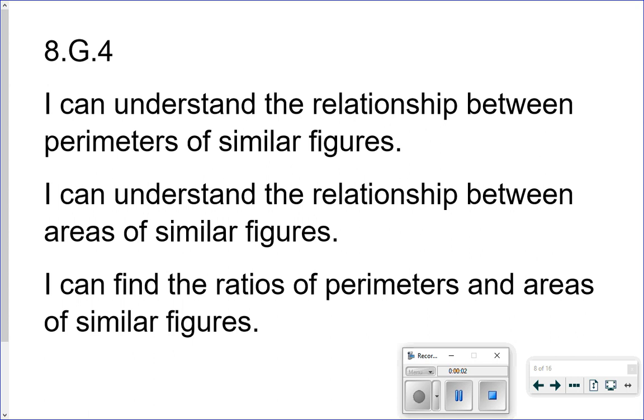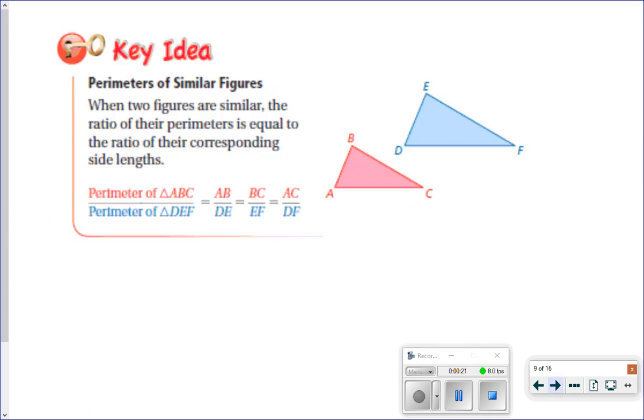Today we are doing 11.6, which is perimeters and areas of similar figures. So our I can statements today: I can understand the relationship between perimeters of similar figures, I can understand the relationship between areas of similar figures, and I can find the ratios of perimeters and areas of similar figures. So our key ideas here, perimeters of similar figures: the ratios of their perimeters are the same as the ratio of the corresponding side lengths.